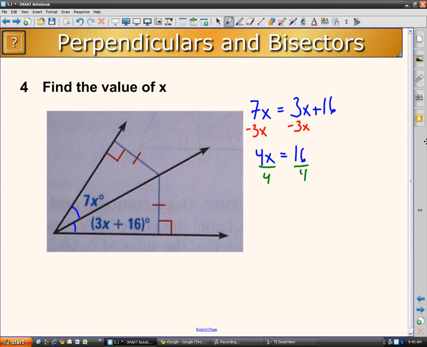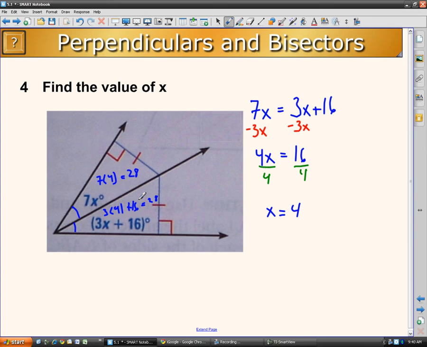But I'm going to do a quick check to see if I'm right. For this angle, 7 times 4 gives me 28. Here, if I take 3 times 4 and add on 16, 12 plus 16 is also 28, so my angles are the same, which is what we assumed originally anyway, by the converse of the angle bisector theorem.